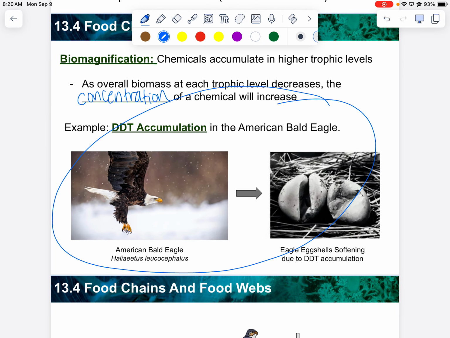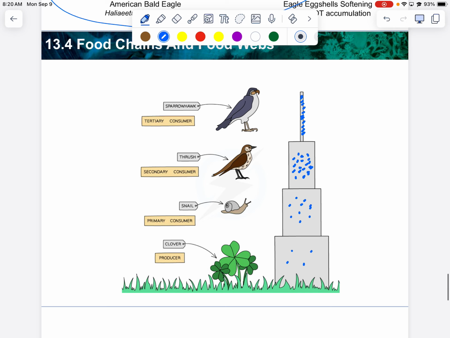For my people still watching, the last slide is to show the particles. So you're supposed to just draw very few here, lots of particles here, lots of particles here as it accumulates up the pyramid. And then at this level, there's going to be so many to show that DDT accumulation.